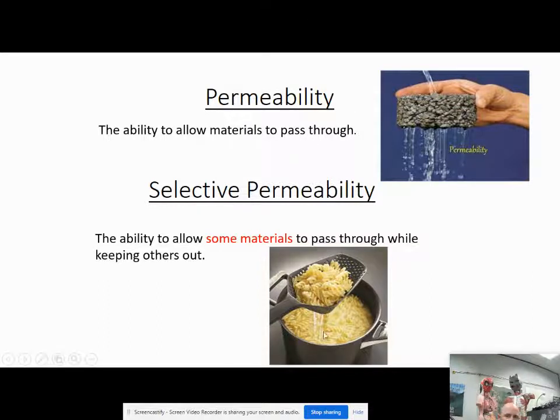Here's an idea of selective permeability. What's passing through? Water. What is not allowed to pass through? Macaroni, and that just made me think of pasta and made me hungry. I'm going to go eat.